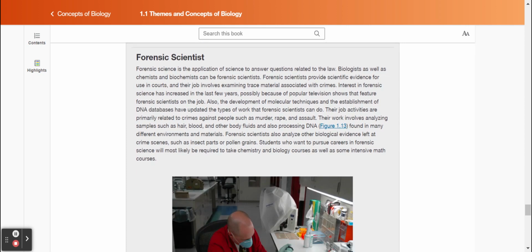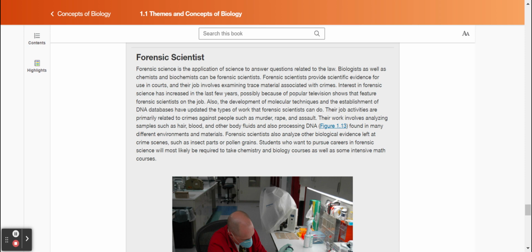Career connection. Forensic scientist. Forensic science is the application of science to answer questions related to the law. Biologists, as well as chemists and biochemists, can be forensic scientists. Forensic scientists provide scientific evidence for use in courts, and their job involves examining trace material associated with crimes.